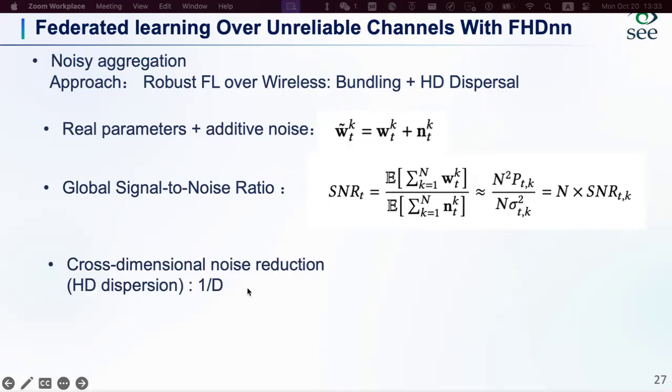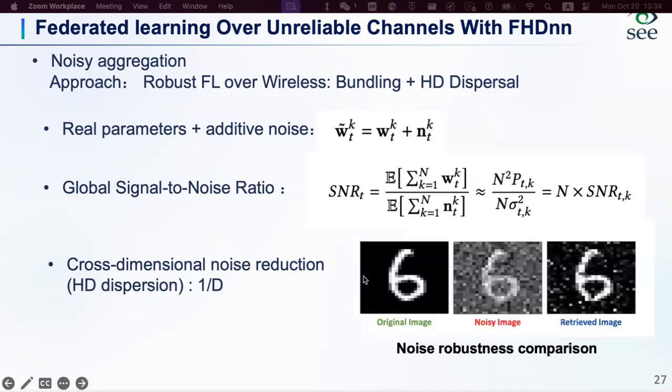And CNN features are first encoded into D-dimensional hypervectors, so the information is evenly distributed in each dimension. We can see the left image is the original symbols. In the middle image, after adding some strong Gaussian noise, the digit's significance is submerged. The right figure is reconstructed through the dimension average of the HD encoding, and the noise is significantly suppressed.